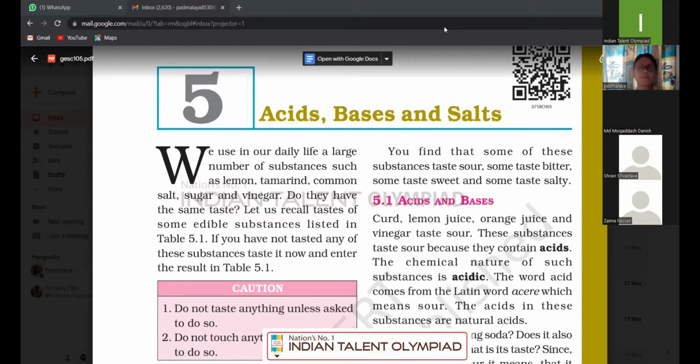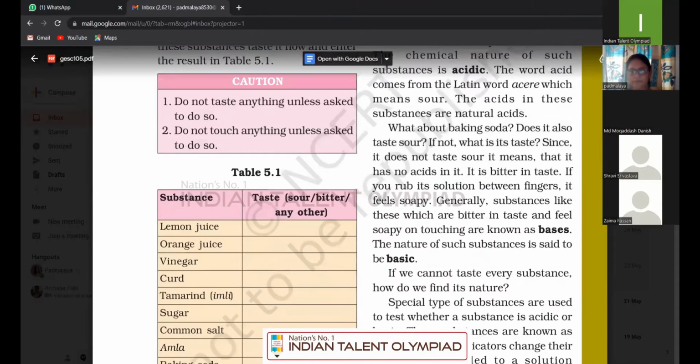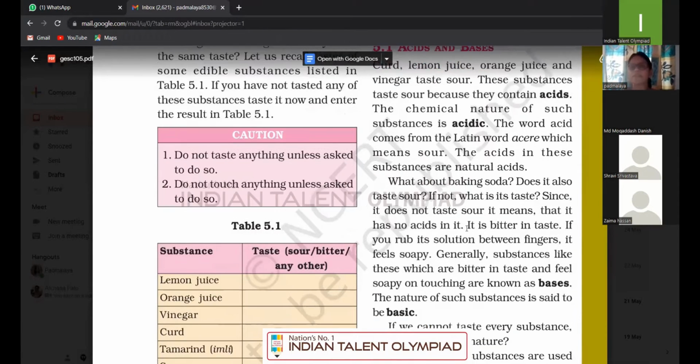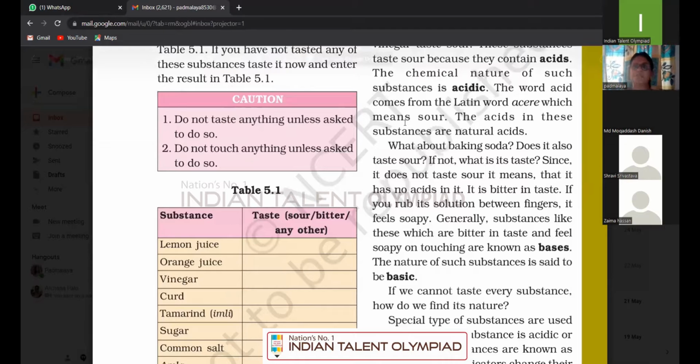So these are the substances which generally have sour taste, and they are called acids. The term acid has been derived from the Latin word acere. Acere means sour. In Latin, the word acere is sour in taste. So the word acidic has been derived from the Latin word. Is the part clear to you, children, till here? Yes, ma'am.